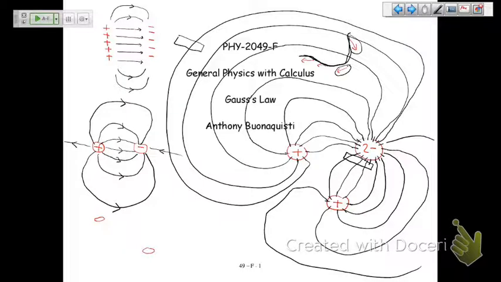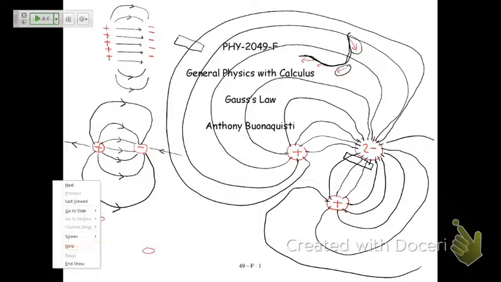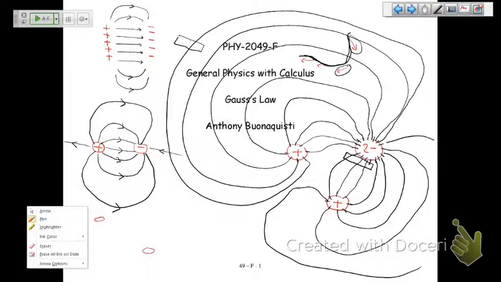So let me just go back. I want to do one more little bit in red on that diagram. So I didn't do well, did I?